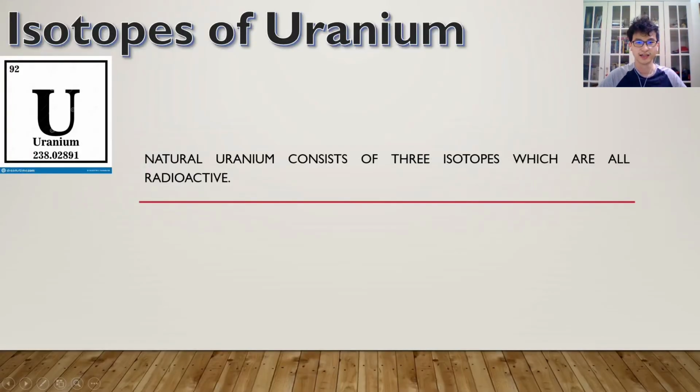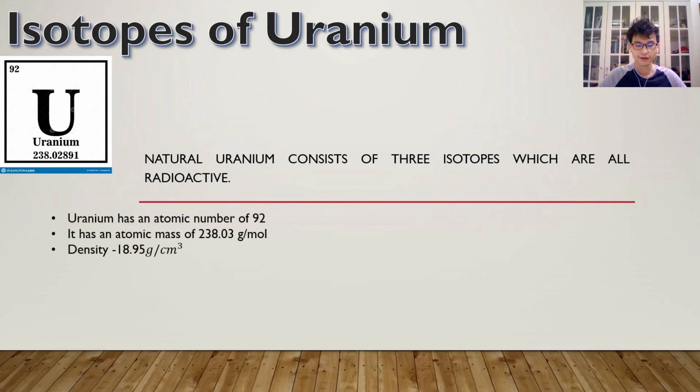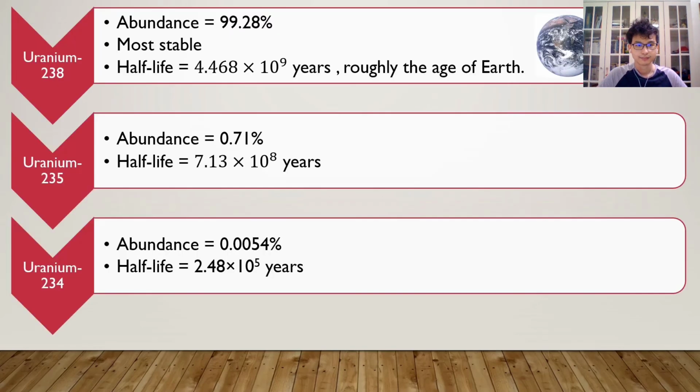Now, I'm going to talk about the isotopes of uranium. First, natural uranium consists of 3 isotopes which are all radioactive. But before I talk about the isotopes, uranium has an atomic number of 92, an atomic mass of 238.03 grams per mole, and a density of 18.95 grams per cubic centimeter. These are the 3 isotopes of uranium that exist on Earth: uranium-238, uranium-235, and uranium-234.